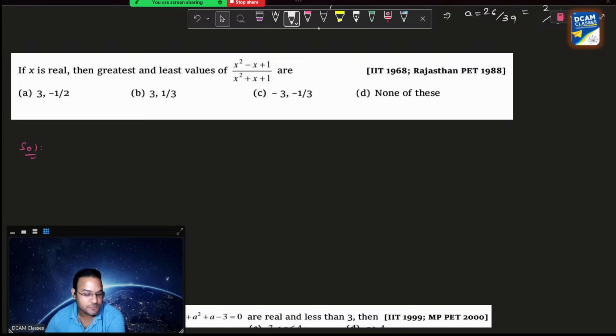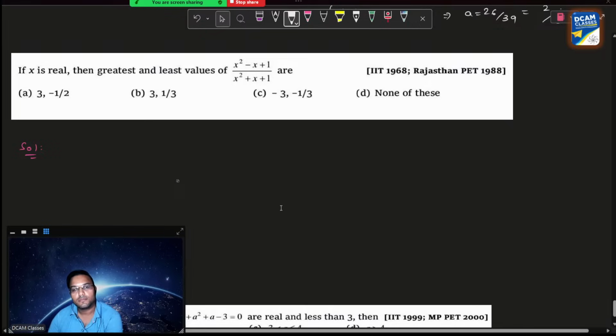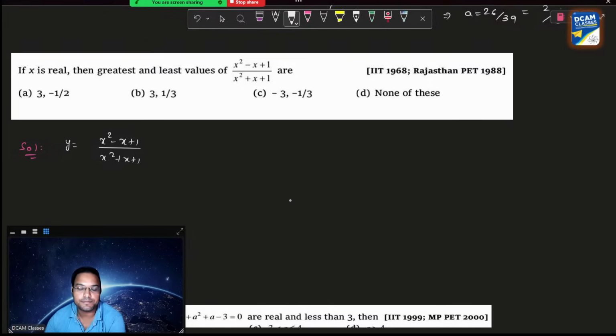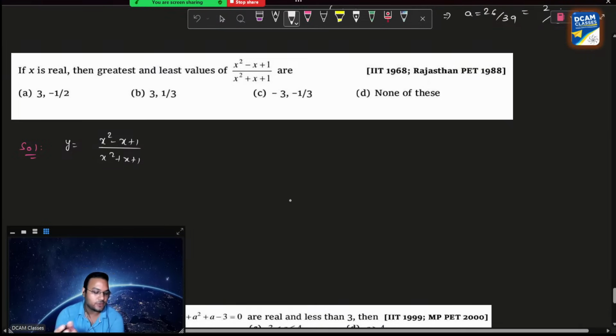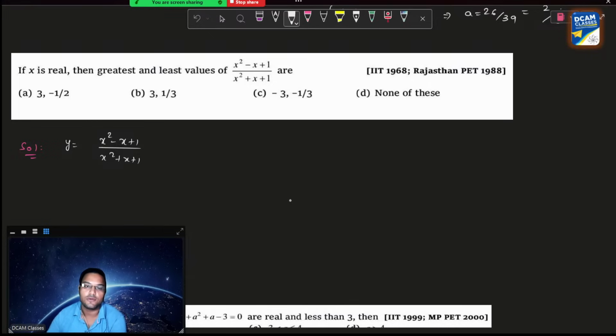But first, since we are studying using this quadratic one, let me do it using quadratic. We'll assume y is equal to x square minus x plus 1 by x square plus x plus 1. Now see, we have to find out the possible values of y, because if we are able to find the range of y, then we'll get the minimum value as well as the maximum value of y.